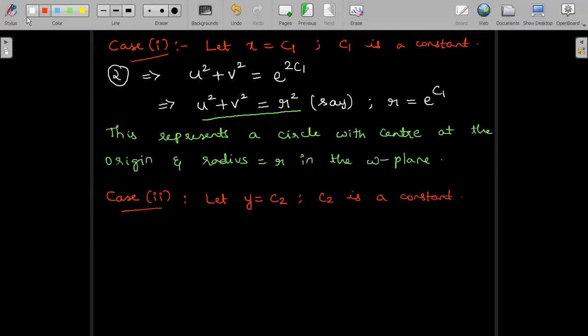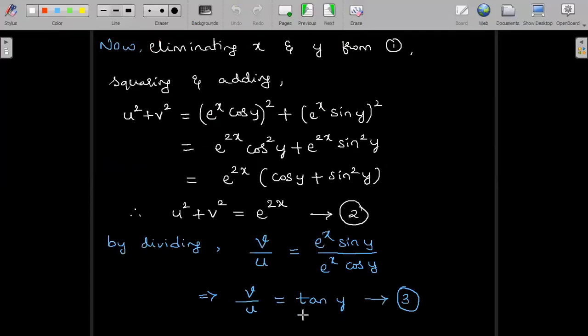Now, equation 3 implies, because we have to look into the y value, y is involved in equation 3, there is no y term in equation 2. So let us take y is equal to c2 in equation 3. So it is tan c2. So v by u is equal to tan c2, which is a constant. c2 is a constant, so tan c2 will also become a constant. And we can assume it as m, so that we have v is equal to mu, which represents a straight line passing through the origin in the w plane.